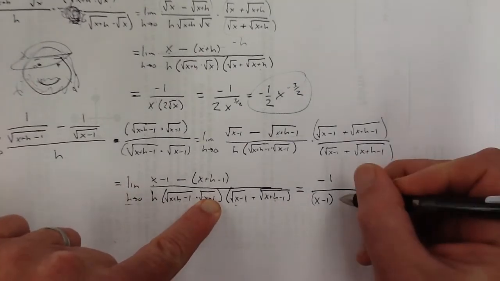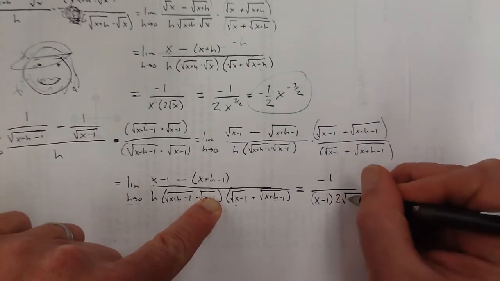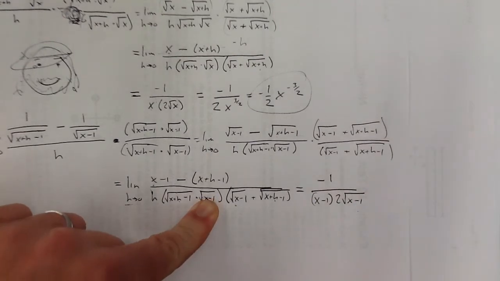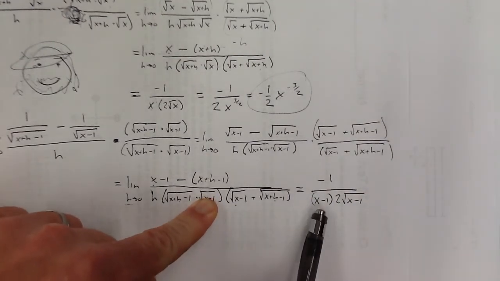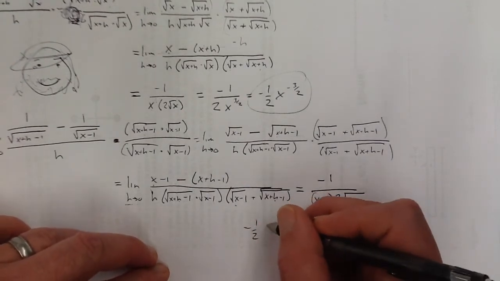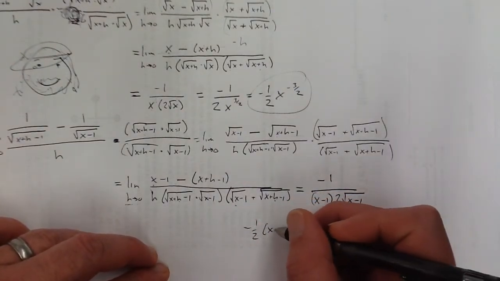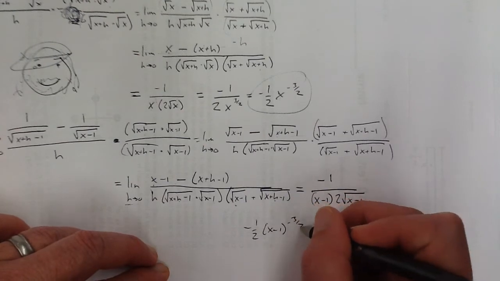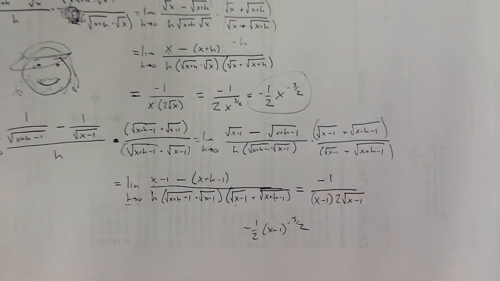I've got 2 of these. 2 times the square root of x minus 1. Same deal as before. You want to leave it like that? Great. You want to get all fancy? Not really fancy. x minus 1 to the negative 3 halves. Woo! All right.